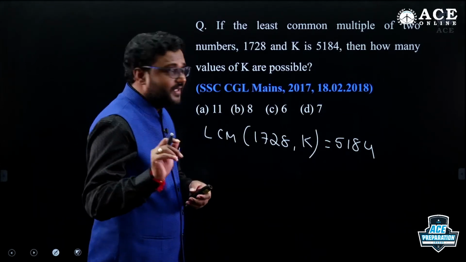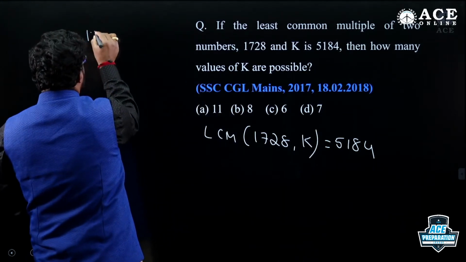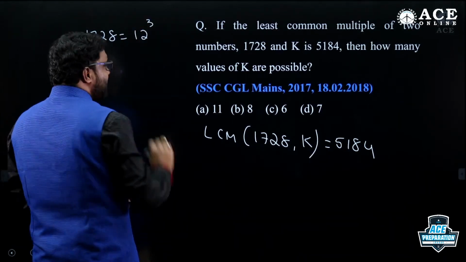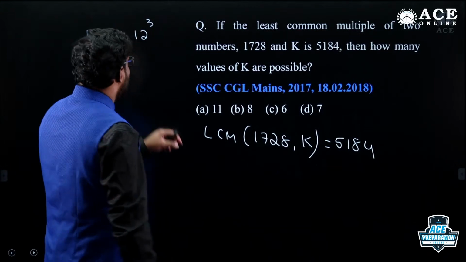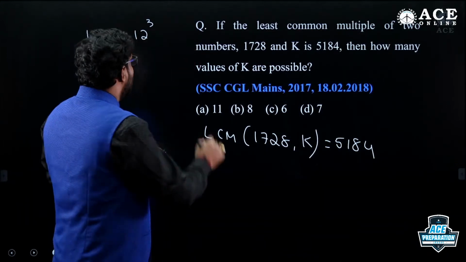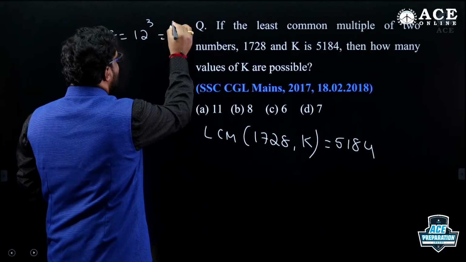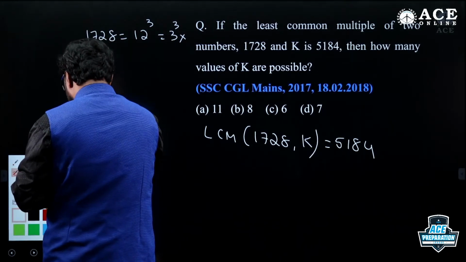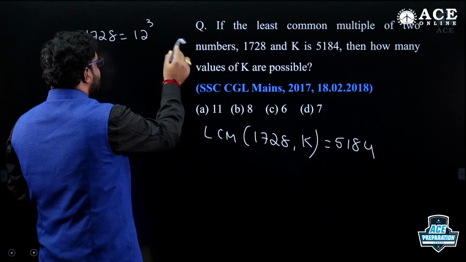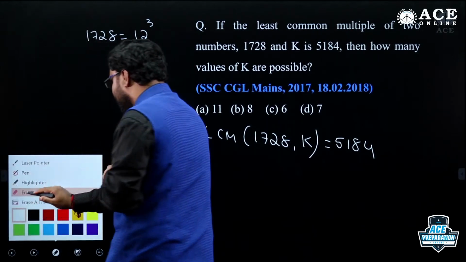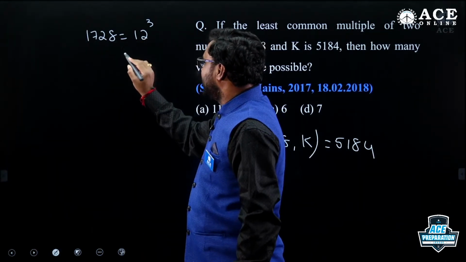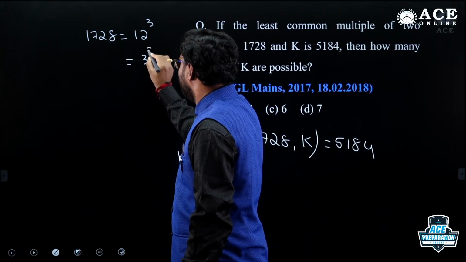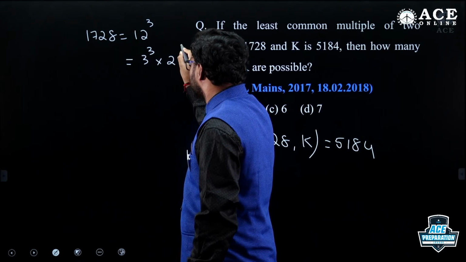My dear friends, say this, 1728 is nothing but 12 cube actually. Write it as prime number powers. 12 is 3 into 4. 4 means 2 square. I can write this as 3 cube into 2 power 6. I hope you agree with that. Okay. If you write this as prime number powers, 1728 is 12 cube. We can write this as 3 cube into 2 power 6.